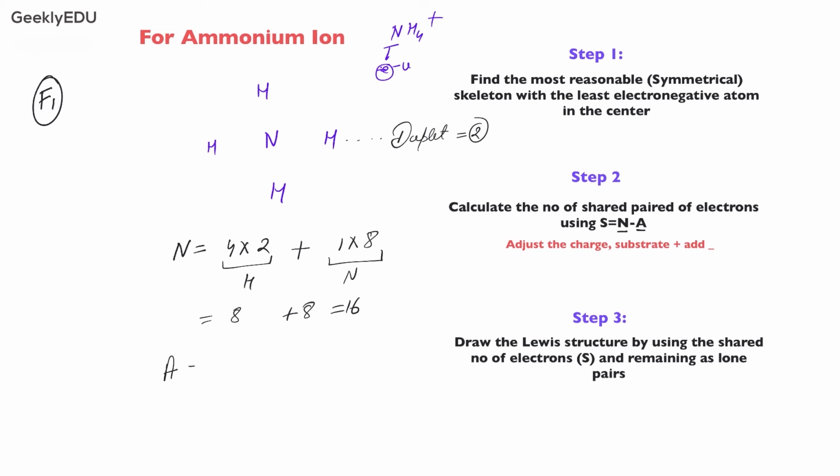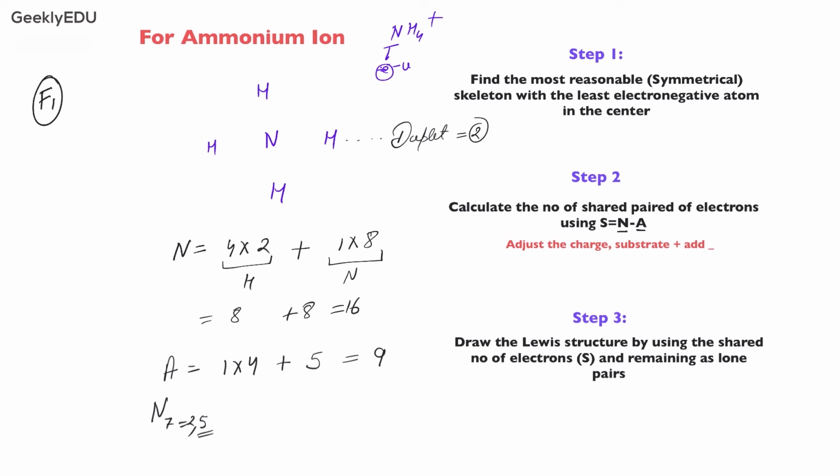Now let's see how many are available. Each hydrogen has just 1, so 1 times 4. And nitrogen, if you remember, has atomic number 7, which means 2, 5. 5 is the outermost shell. So we have 5, and that comes out to be 9.